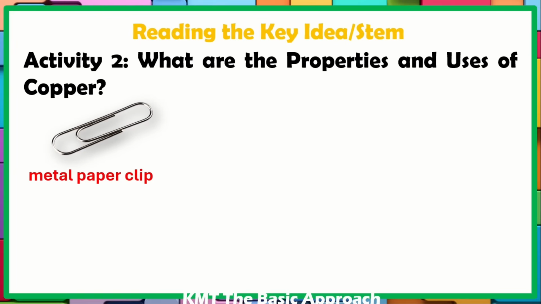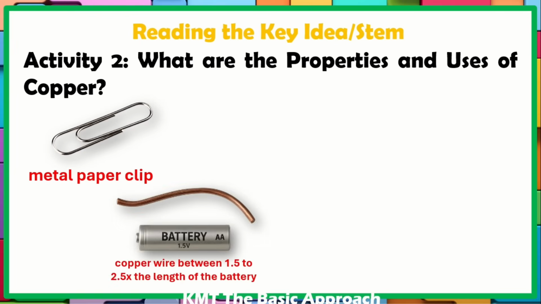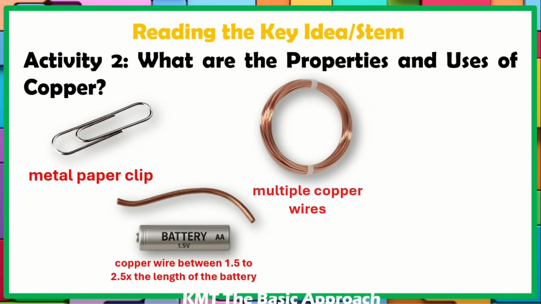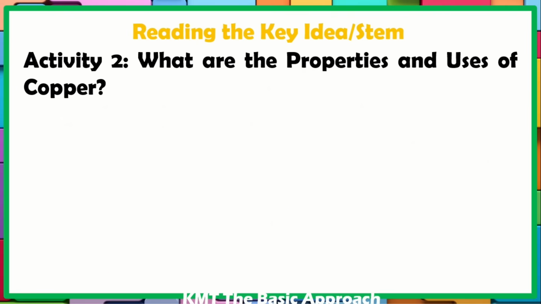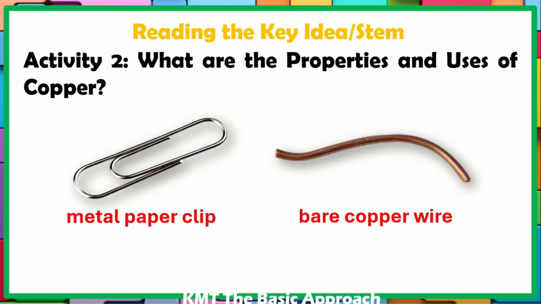Metal paper clip. Copper wire between 1.5 to 2.5 times the length of the battery. Multiple copper wires. Phone charger. Now, look at these two carefully. The metal paper clip and bare copper wire.